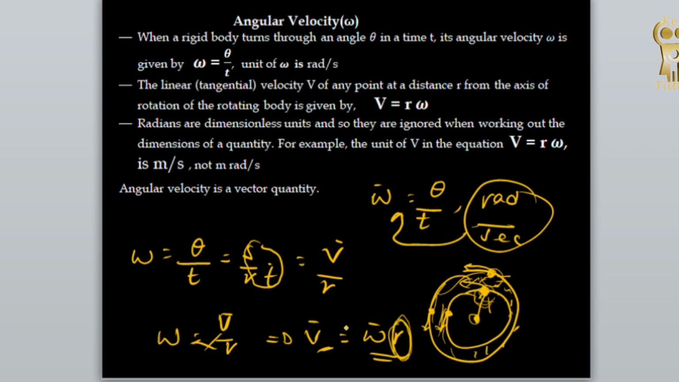This can be expressed just like this: radians are dimensionless units, and so they are ignored when working out the dimensional quantity.